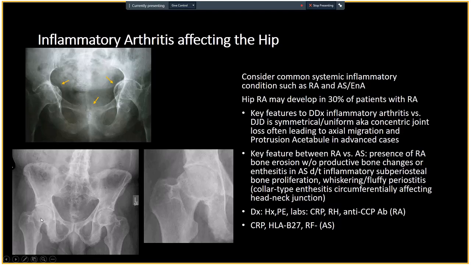Now, the other condition that can affect both hips bilaterally, typically affecting the root joint, is ankylosing spondylitis, or perhaps enteropathic arthropathy that we already discussed. So any kind of spondyloarthropathy can do it. The inflammatory pattern is obviously that axial migration, but with AS, what helps to differentiate between AS and rheumatoid is that enthesopathy, that whiskering, that proliferation of bone with increased sclerosis.